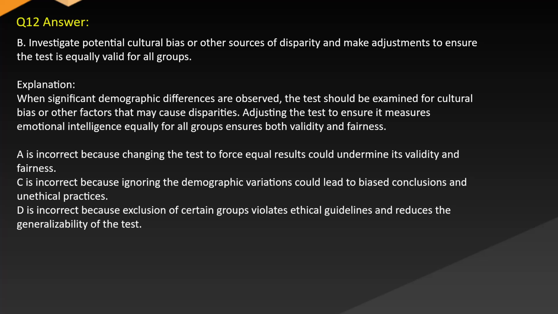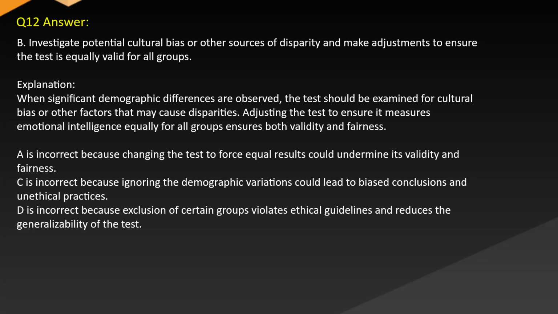Answer: B. Investigate potential cultural bias or other sources of disparity and make adjustments to ensure the test is equally valid for all groups. Explanation: when significant demographic differences are observed, the test should be examined for cultural bias or other factors that may cause disparities. Adjusting the test to ensure it measures emotional intelligence equally for all groups ensures both validity and fairness. A is incorrect because changing the test to force equal results could undermine its validity and fairness.